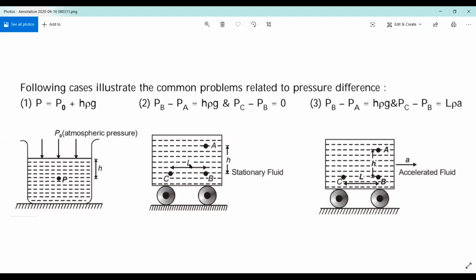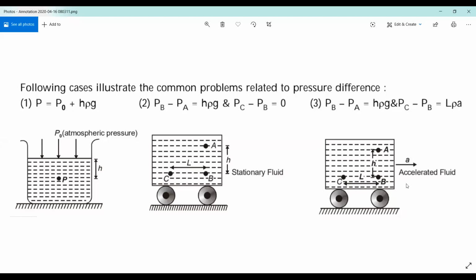And there is no acceleration of this container. That is why at any 2 points at the same horizontal level, the pressure is the same according to Pascal's law. So the pressure difference will be 0 between any 2 points which have a horizontal separation. Here the pressure difference between B and C is equal to 0. That is why PC minus PB is equal to 0.